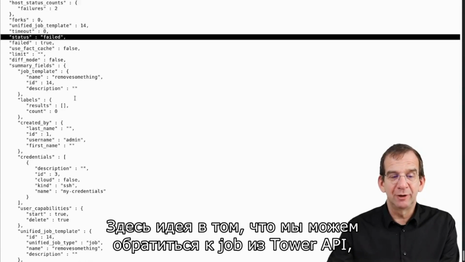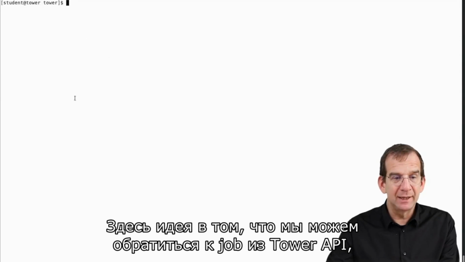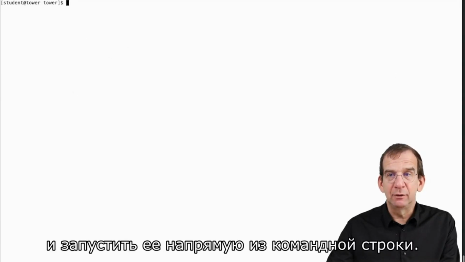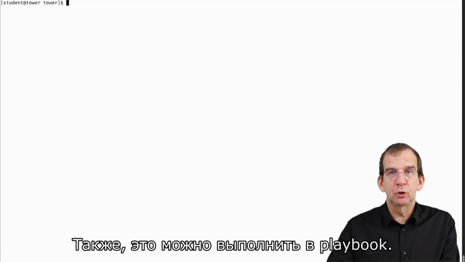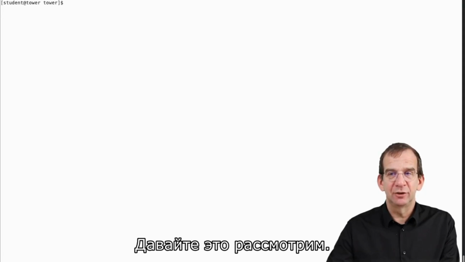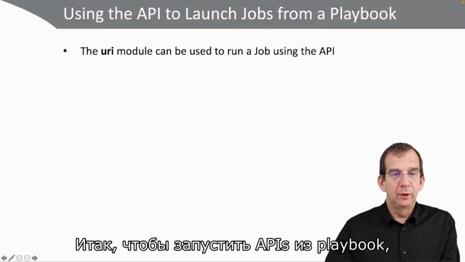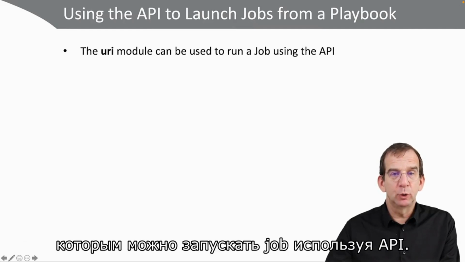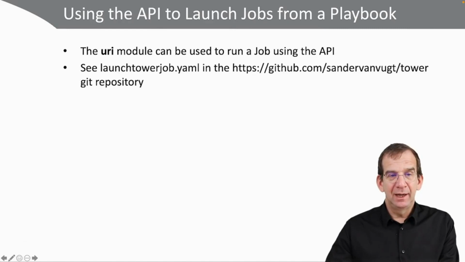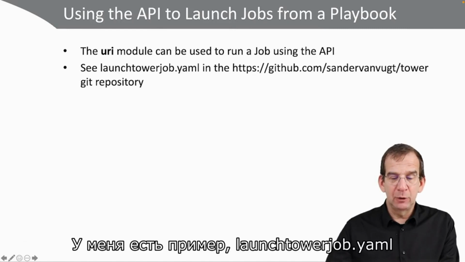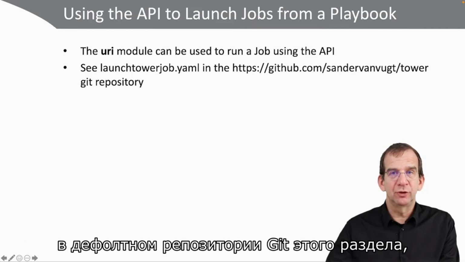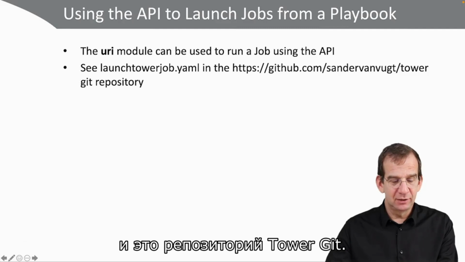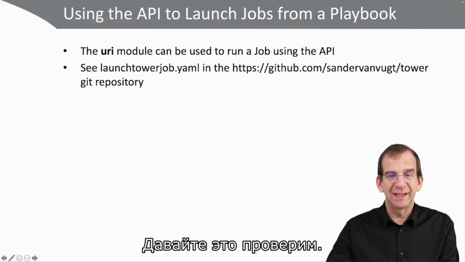This is about you can address any job from the Tower API and launch it directly from the command line. You can also do that from a playbook. Let's investigate that. So in order to run APIs from a playbook, you can use the URI module. The URI module is what you use to run a job using the API. And I have an example, launch Tower job in the default Git repository for this section, which is the Tower Git repository. Let's go check it out.